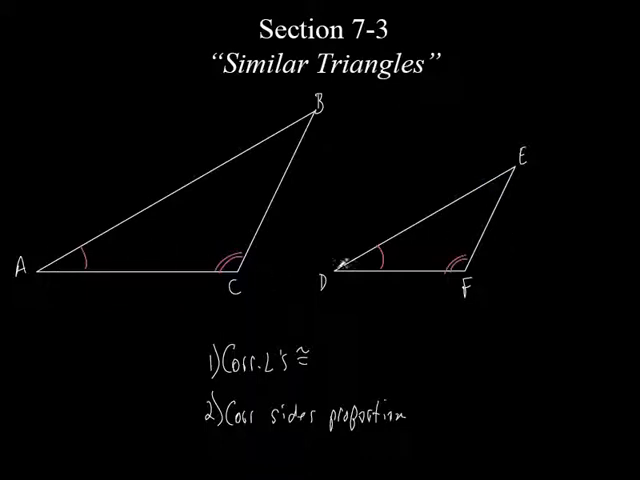If 2 angles of one triangle equal 2 angles of another triangle, then these 2 triangles are similar to each other. I'll put a big old squiggly here. This triangle is similar to this. So here's a question they're going to ask you to do.